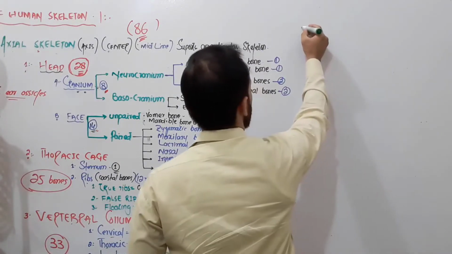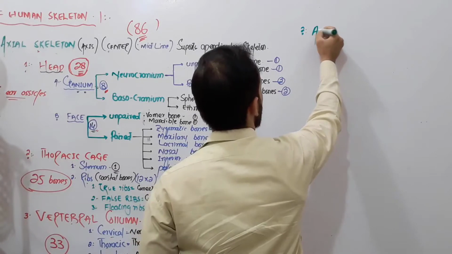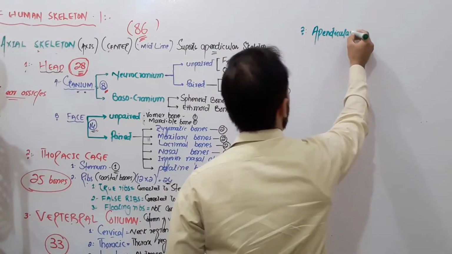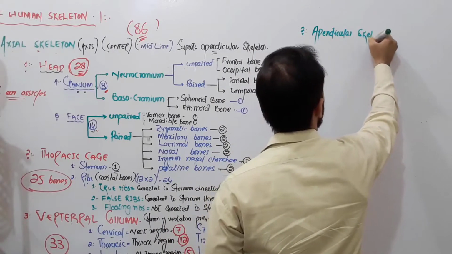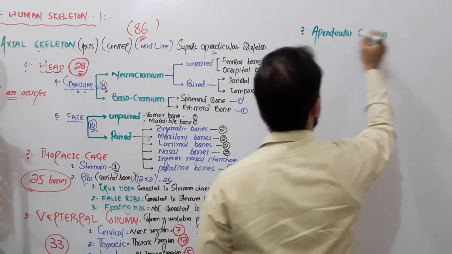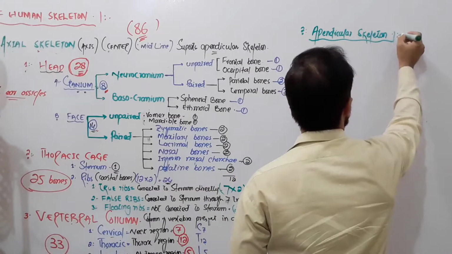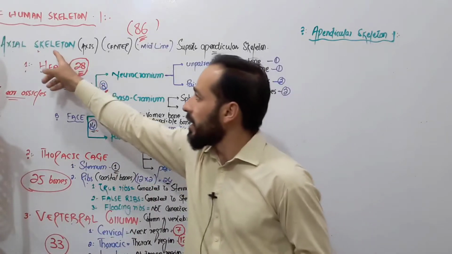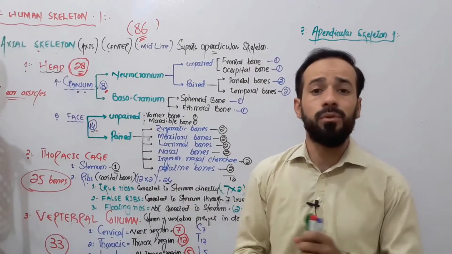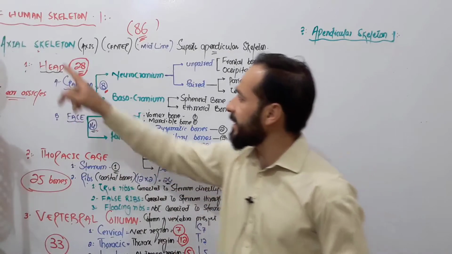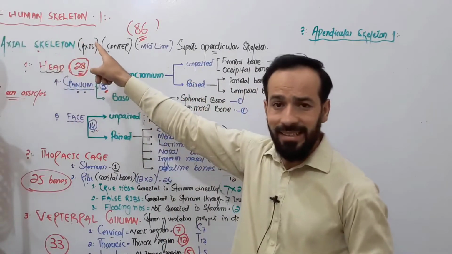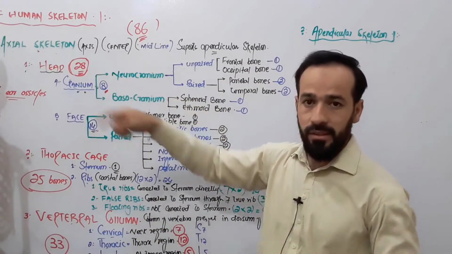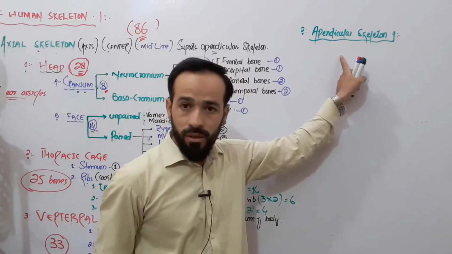Let me write here, the second part of your skeleton is your appendicular skeleton. Right, if you haven't watched the first lecture, please go and watch it first to have a concept from the beginning about the skeleton. The first lecture was about the introduction of the skeleton and the second lecture was about the divisions of the skeleton. In that lecture we discussed the bones of the axial skeleton. Now in this lecture, the appendicular skeleton.